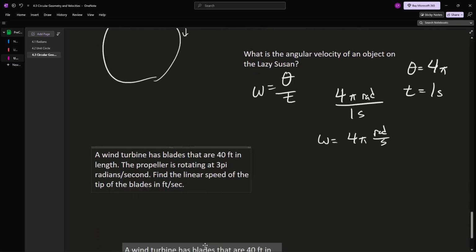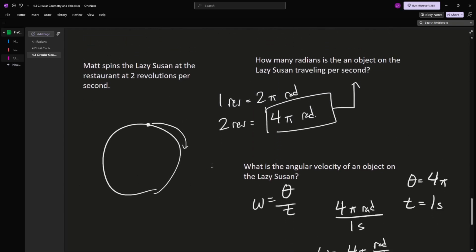So we found some angular velocity with this. The hard part of angular velocity is probably this conversion. Given a set amount of revolutions per a time, you must convert this into radians.